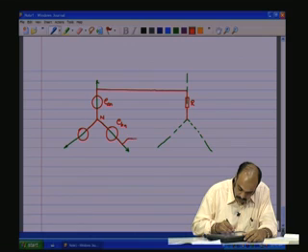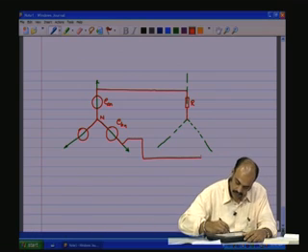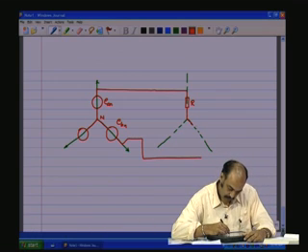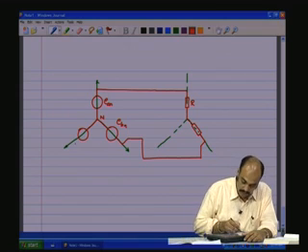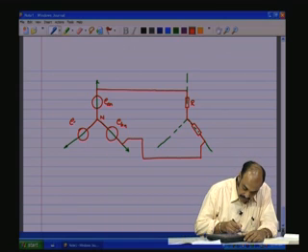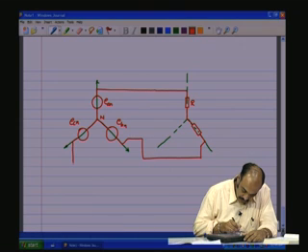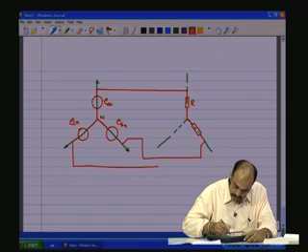to the B phase load. So, let me connect this. To the B phase load, and then we have the ECN, the C phase source, which is connected to the C phase load R.